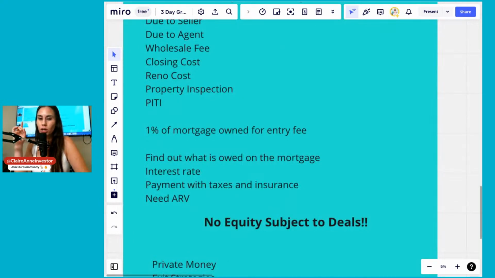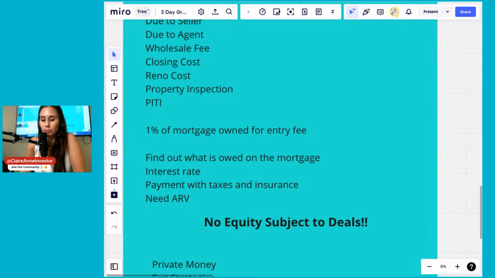You want to find how much is owed on the mortgage, because you need to know the difference between how much is owed versus how much it's worth. That's important. Number two is I want to know the interest rate. I want to know PITI, which is the actual payment, taxes, insurance. I want to know all of it. I want to know what the total payment amount is. So those are the three things that I need to collect from the seller or agent.